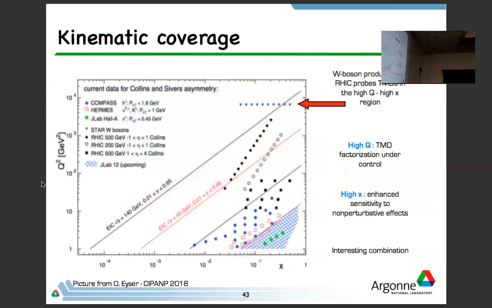So, for example, these are data about the Collins and the Sivers asymmetry. And I think it's very interesting to see that, for example, for W boson production at Higgs, you get data which are at high Q, so the approximation related to TMD factorization can be under control. And these data also sit at high x, where I just told you that the non-perturbative corrections are immense. So I'm urging our colleagues from Higgs also to produce unpolarized data, which would be very useful. In the works. Okay. All right.